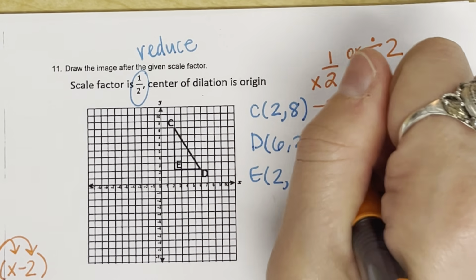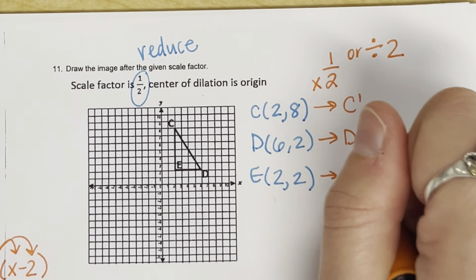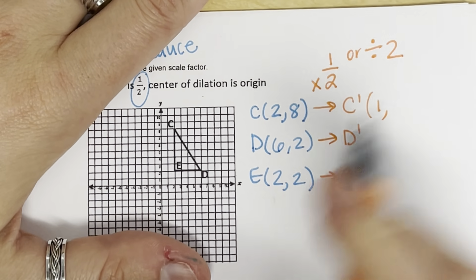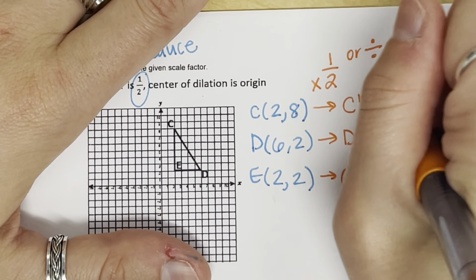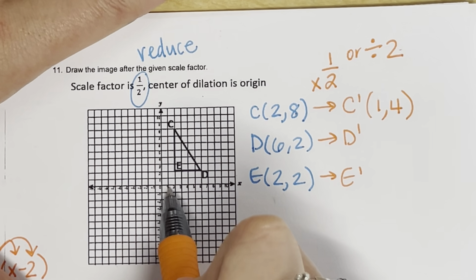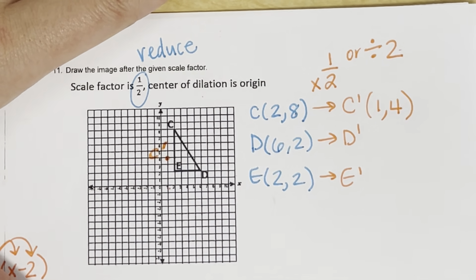So when I write my new coordinates, I need to make sure I put a tick mark or a prime next to them. So 2 divided by 2 gives me 1. 8 divided by 2 gives me 4. So C prime is at 1, 4. So I go over 1, up 4, and I mark it as C prime.